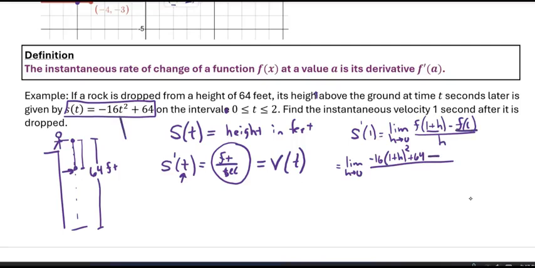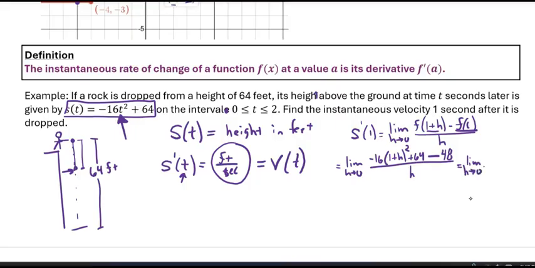Maybe we can do this in our head. We'll plug 1 into this. So 1 squared is 1 times 16. Negative 16 is -16 plus 64. I believe that should be 48. 64 take away 16, I believe, is 48, over h. Okay, let's simplify this a little bit.